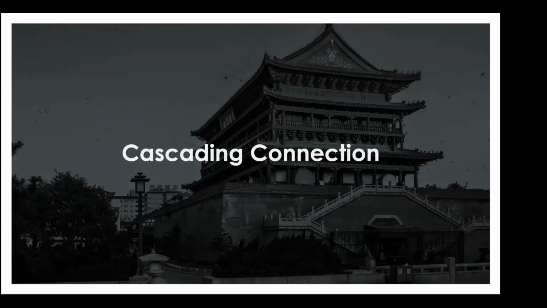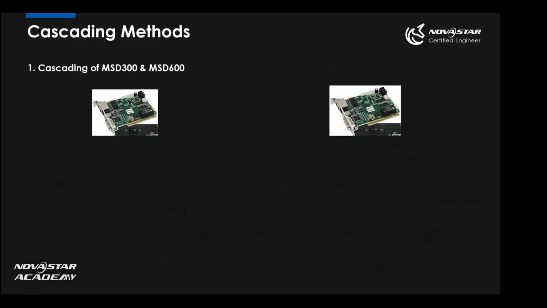I mean, the hardware. You know, NovaStar has many controllers like the M Control 300, M Control 600, even the M Control 4K. All of these products have different cascading connections. So next, I will explain them one by one. Let's start from the basic products, called MSD300 and MSD600.